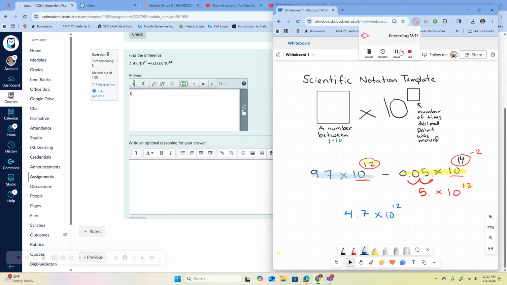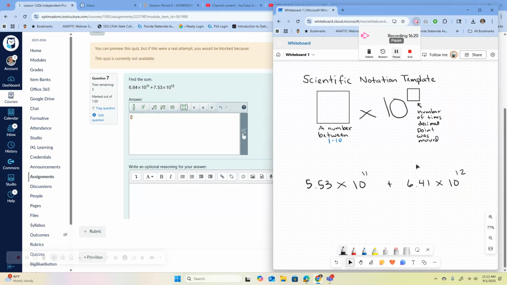Let's go to 7. So here's question number 7, and here we are adding 2 numbers in scientific notation.